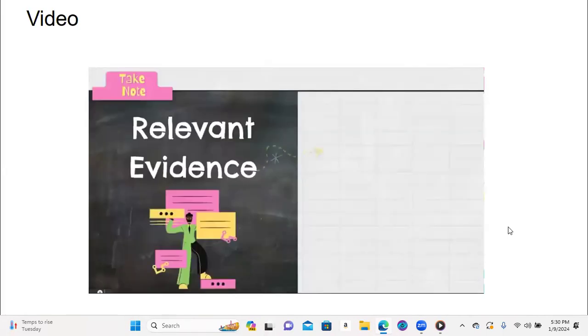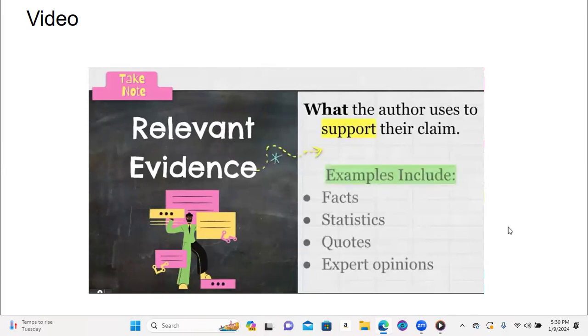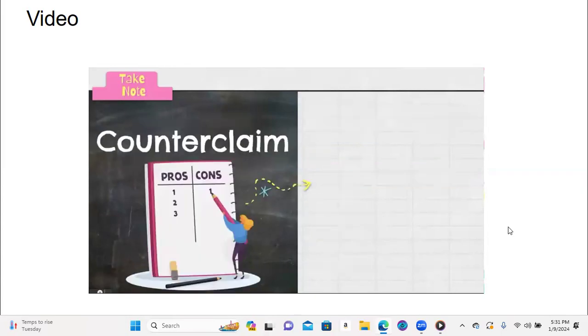The relevant evidence is what the author uses to support their claim. So these are facts, statistics, quotes, experts' opinions. So if we go back to the sweatshirt thing, you can find a quote from a financial advisor who says kids need to learn how to manage their own money. And that would be an expert quote to back up your claim. And it would be relevant evidence because it's coming from an expert, a financial expert.